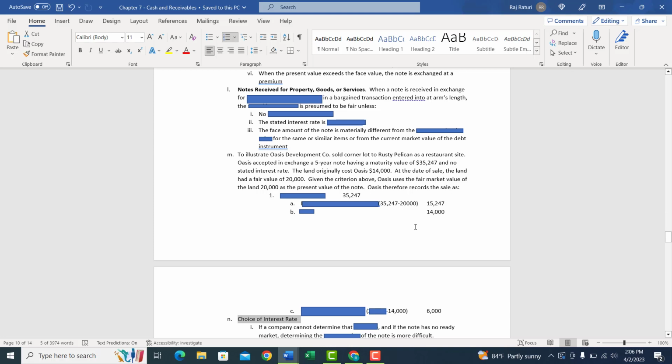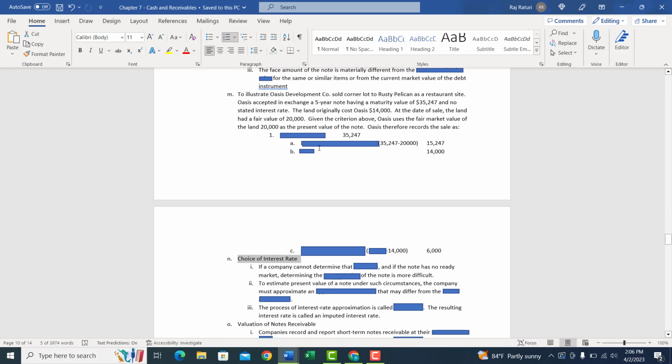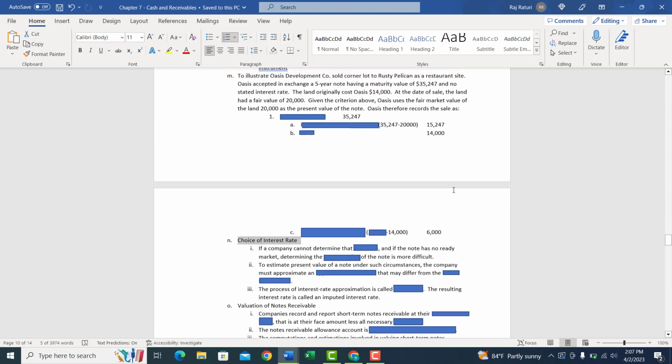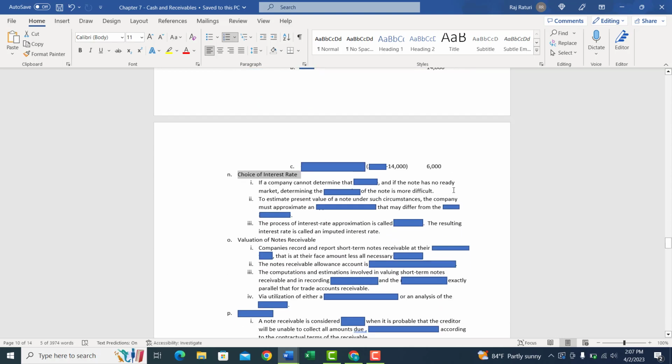Oasis therefore records the sale as follows. So this will be notes receivable. This is going to be a discount. So we're taking the present value minus the face value, which will go over here. This is the fair value minus the cost, and when you have the fair value minus the cost, you get a gain or a loss. Now here's the land, and that's going to be at the cost, $14,000. So that is basically it.